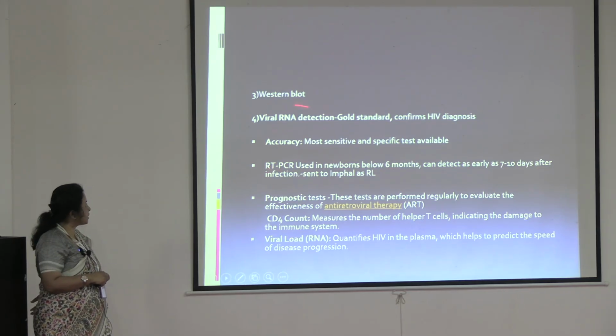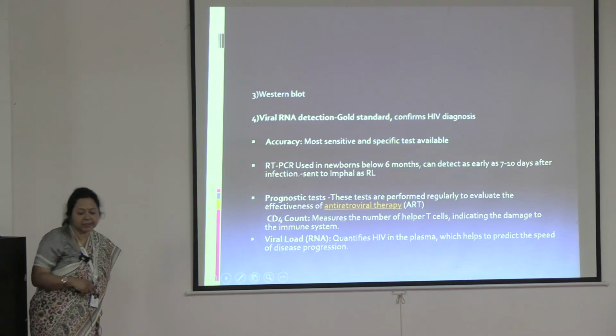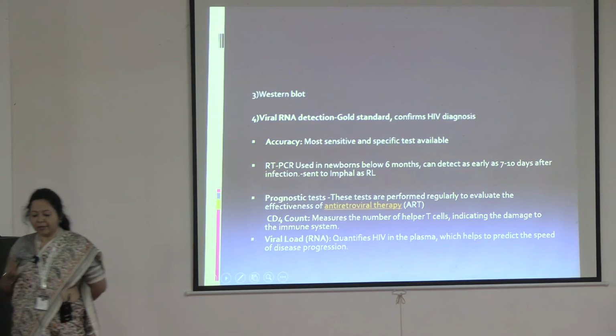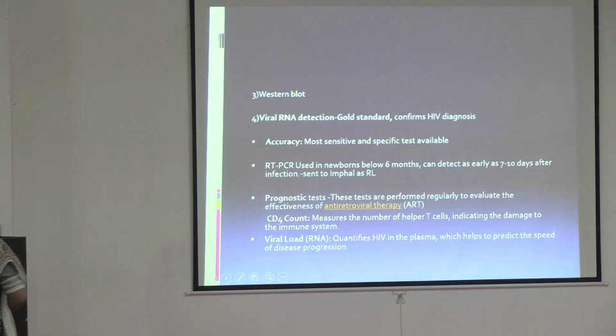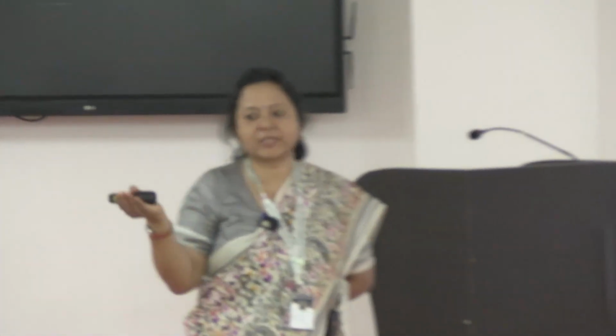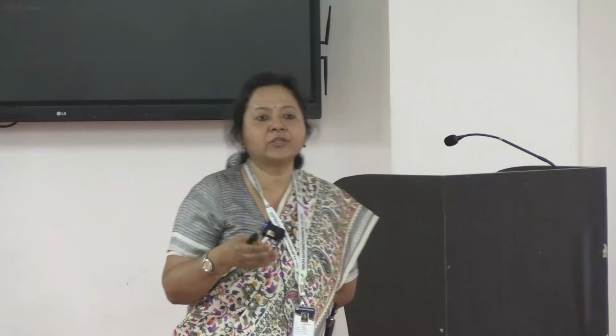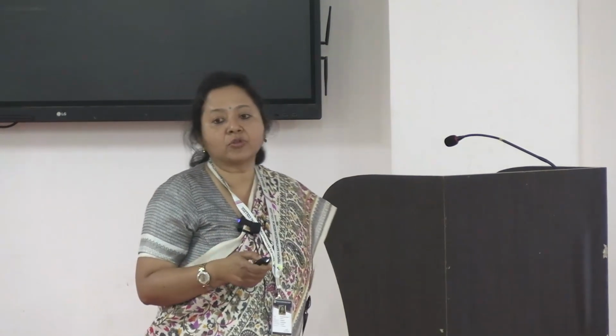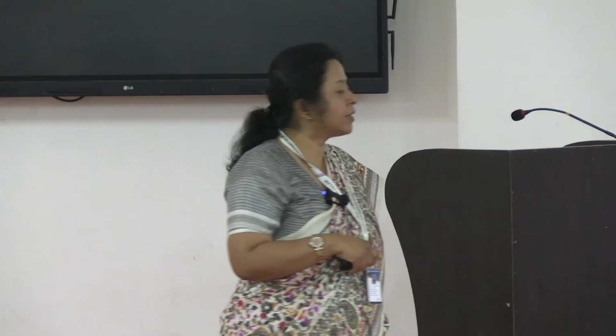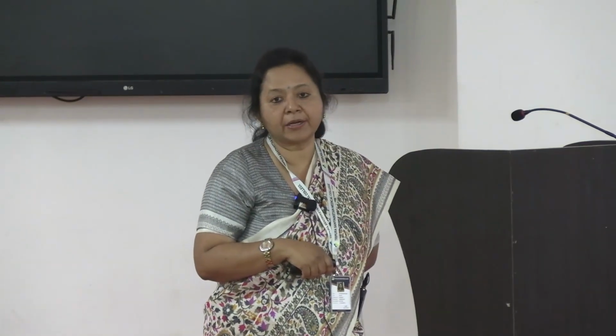RT-PCR is used for this viral RNA detection in newborns below 6 months. What happens is, in newborns, their immune system is not able to make antibodies till 6 months, minimum 6 months. So which test will you use for those newborns? This is the answer, okay. We are doing the RT-PCR for the viral RNA detection.